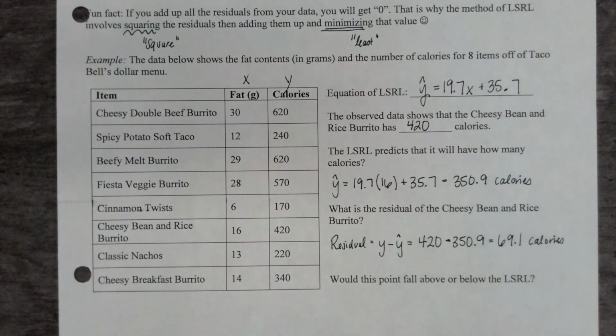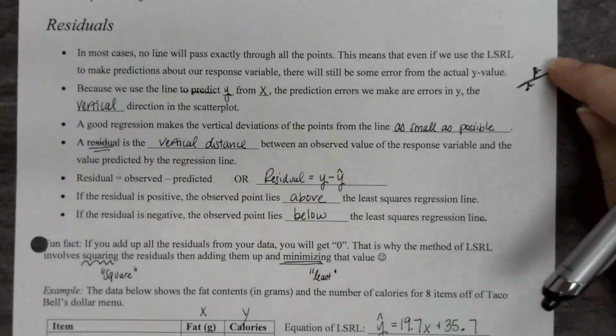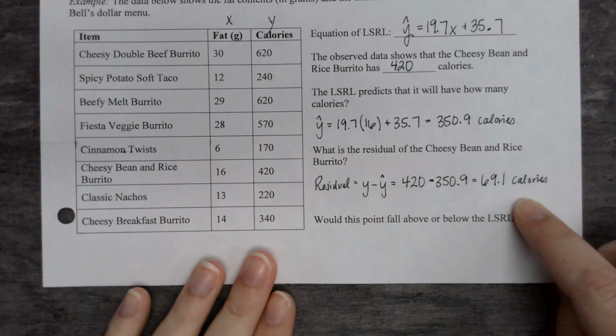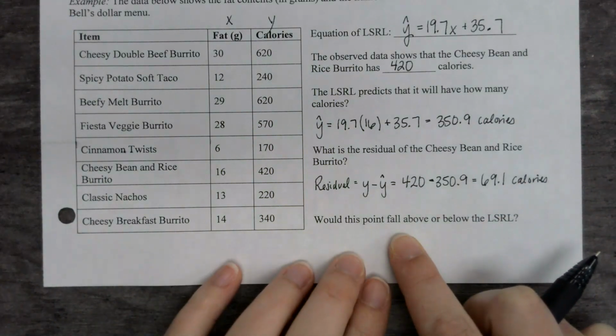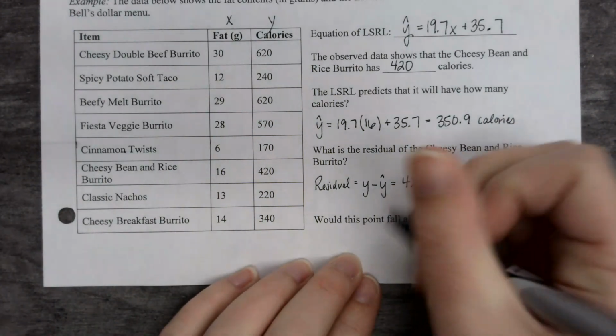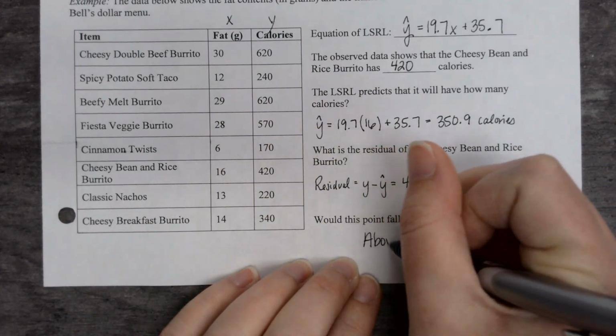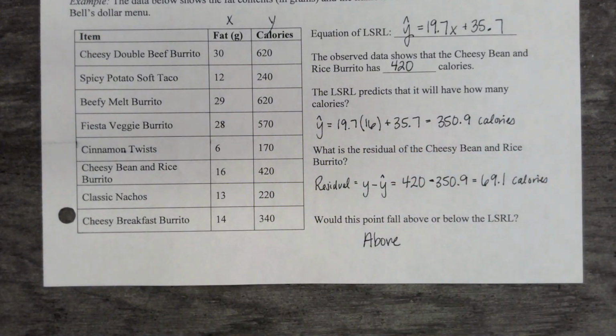That is how many calories our bar, remember these little vertical bars, is off by. That means that our point, because this is positive, is going to fall above my least squares regression line. And it's only because the residual is positive. So let's try another one.